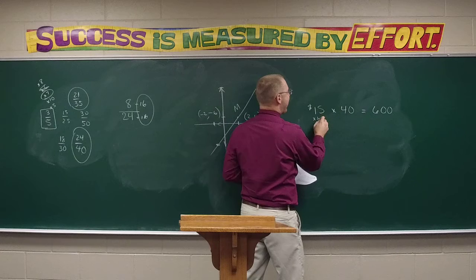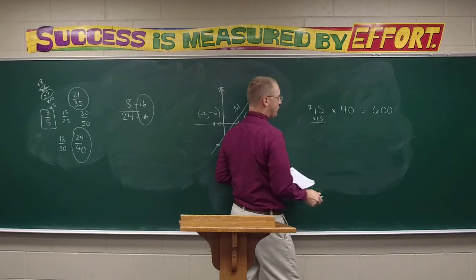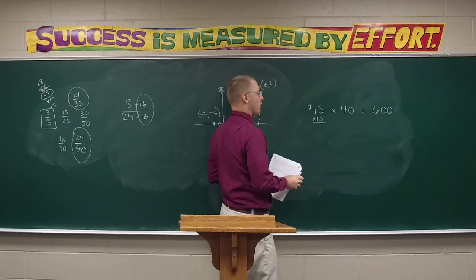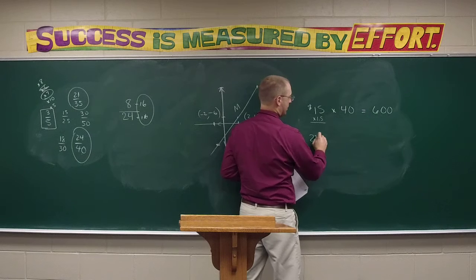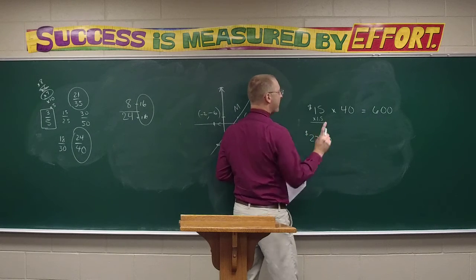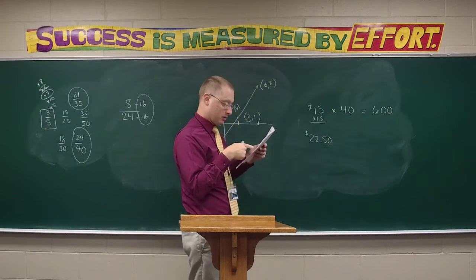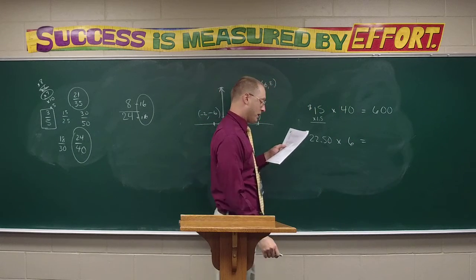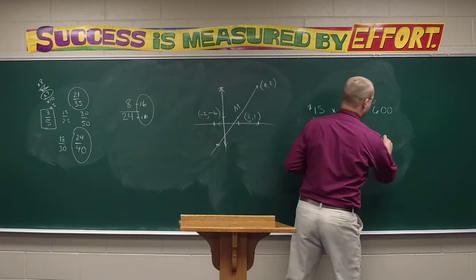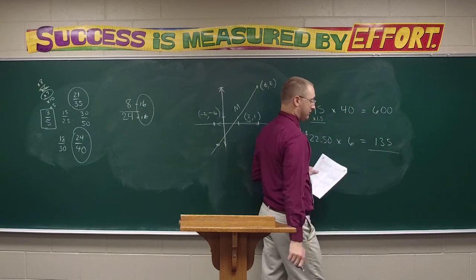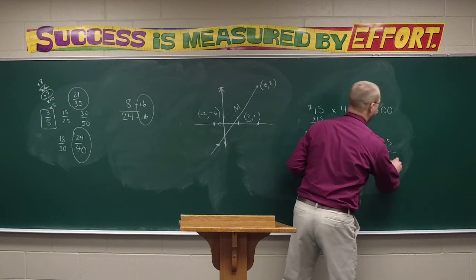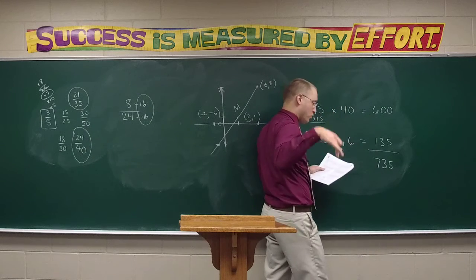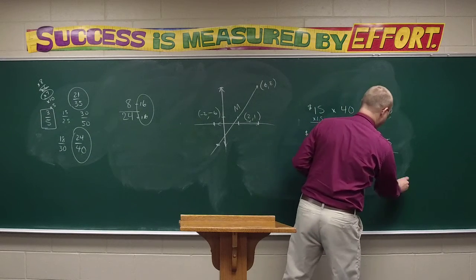He gets 1.5 times this for overtime hours. So what's his hourly rate for overtime? 22.50, right? But how many overtime hours did he work? 6 of them, right? So multiply 6 times the 22.50. How much more money? 135. 135. So how much total money did he make? 735. 735. That's before Uncle Sam comes in and says, whoop, I'm going to take 117 of that.